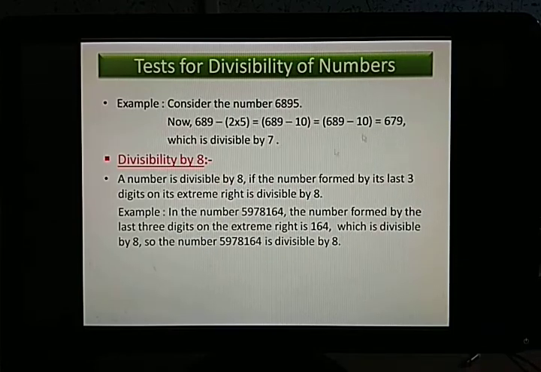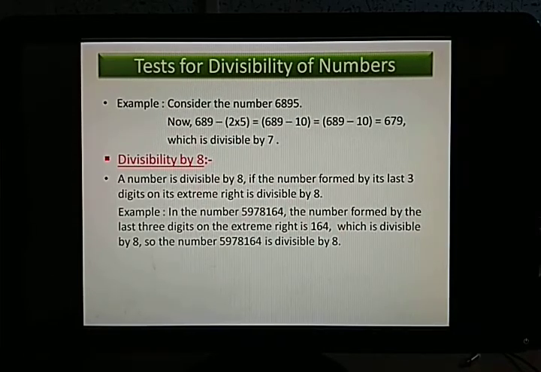So here is an example for you all. You can see here it's a very big number. So no need to worry about the big number. What we need to see is only the last 3 digits, 1, 6 and 4. Is 164 divisible by 8 or not? Yes, obviously 164 is divisible by 8. So no need to take tension. This whole number, 5978164, this complete number is divisible by 8.